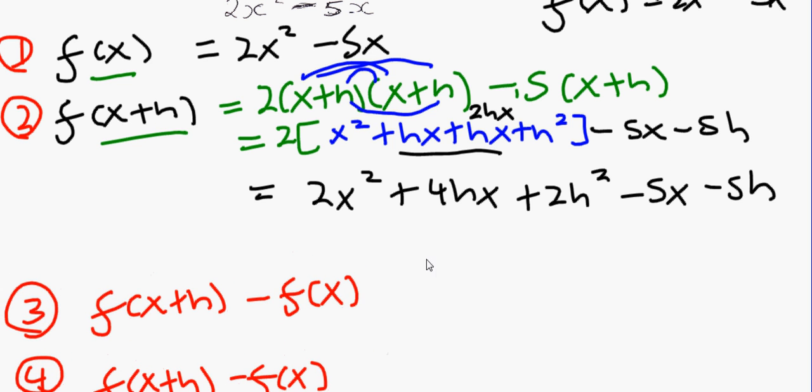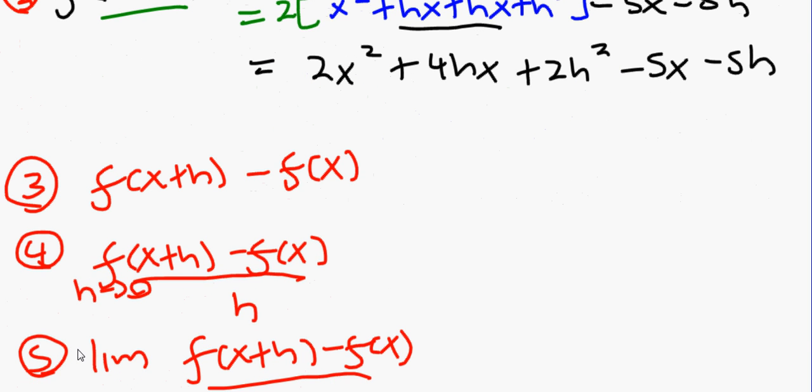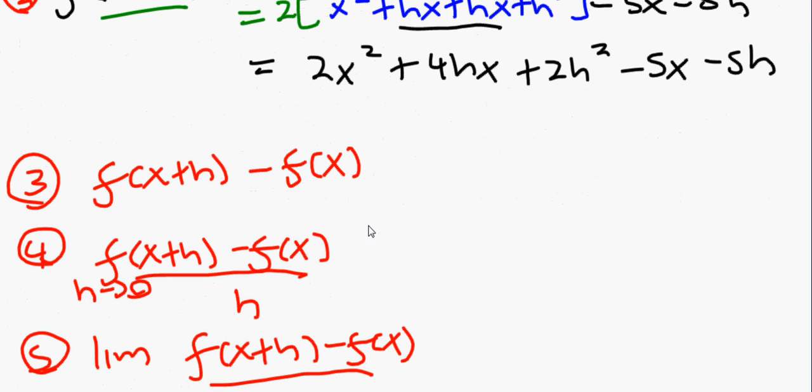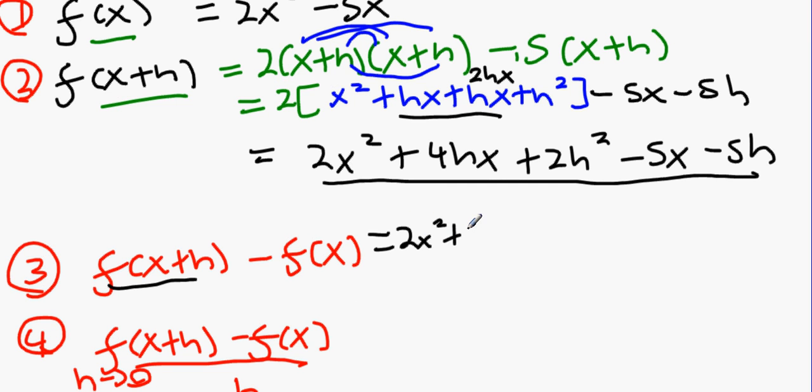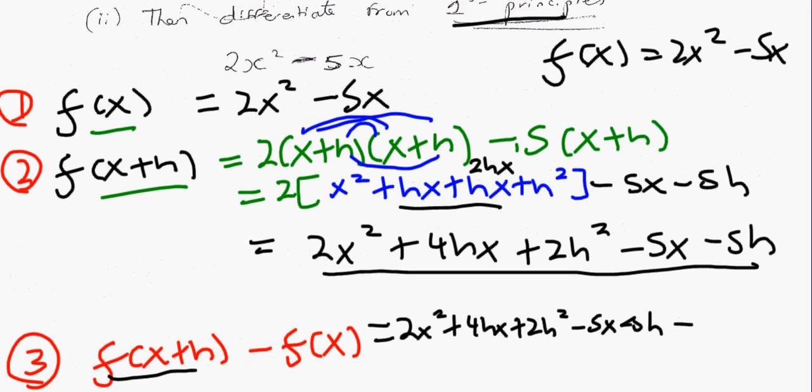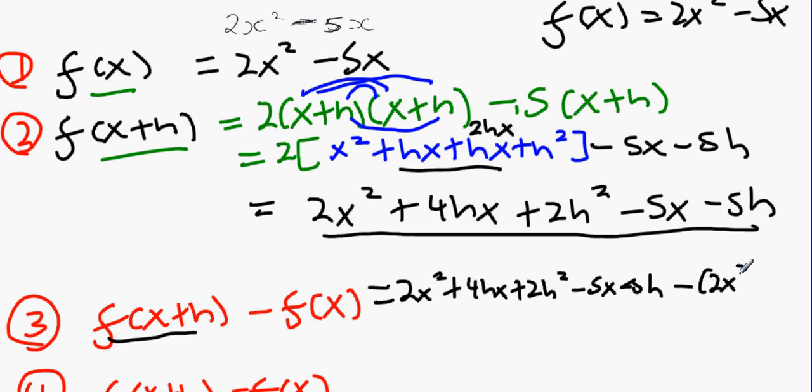Okay, so what we've got to do next is write down f of x plus h minus f of x. Now all of this part here is all f of x plus h. It all belongs to this part here. So we write down 2x squared plus 4hx plus 2h squared minus 5x minus 5h. Now we also have a minus f of x, so minus 2x squared minus 5x.